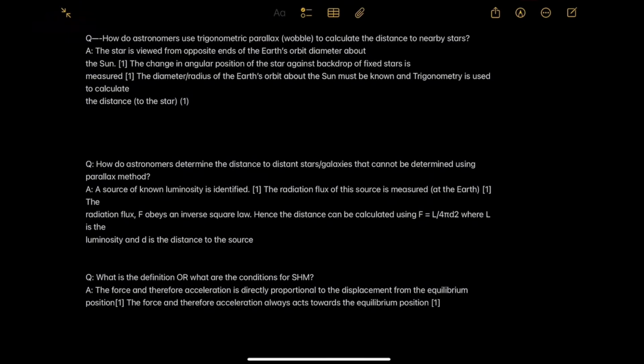And another very repetitive question of 2 marks, which is the definition or condition of simple harmonic motion. So these are the 3 questions which you should memorize before going to the exam, because they might come.